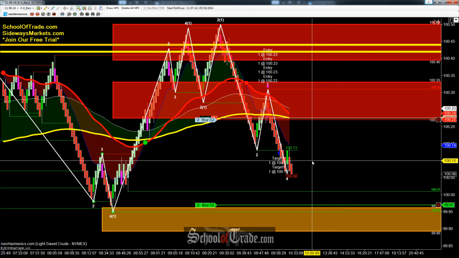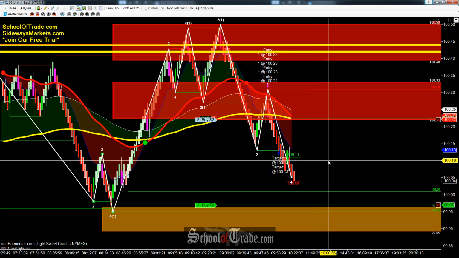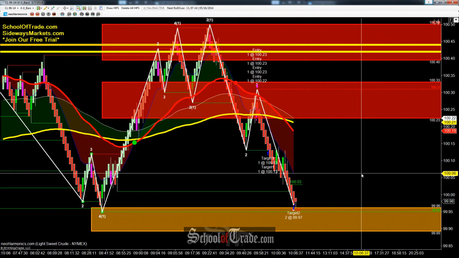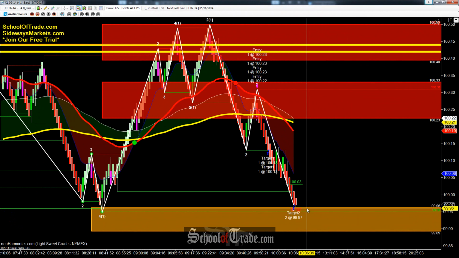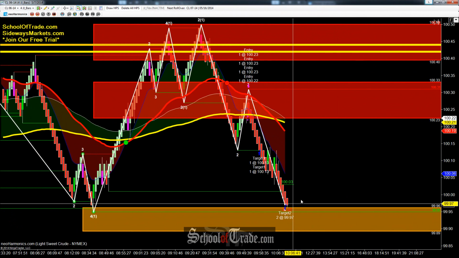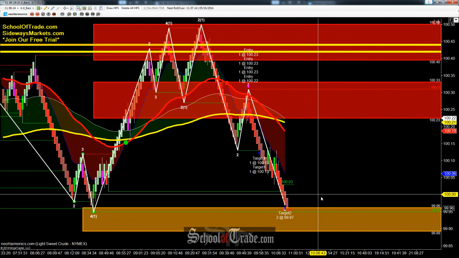Because of the bearishness that we're seeing here, I don't really want to pause it because I think it's going to happen pretty soon. But we'll give it a couple seconds here to kind of play out. Target filled. There we go. Got that target filled there at 99.97. A beautiful trade. You can't really ask for a whole lot more than that.